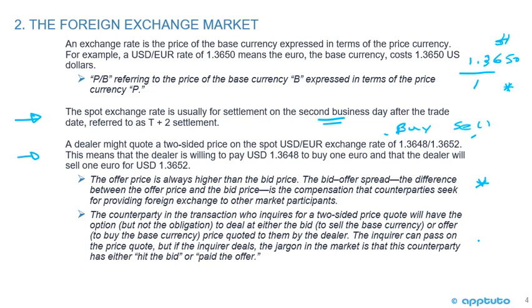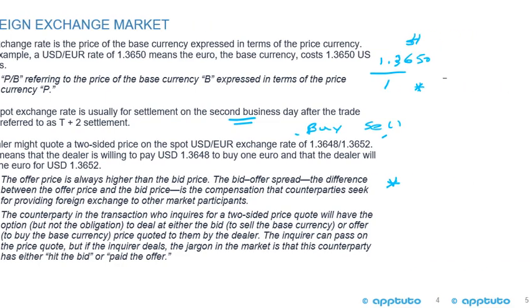The counterparty in the transaction who inquires for a two-sided price quote will have the option, but not the obligation, to deal at either the bid to sell the base currency or offer to buy the base currency price quoted to them by the dealer. The inquirer can pass on the price quote, but if the inquirer deals, the jargon in the market is that this counterparty has either hit the bid or paid the offer.